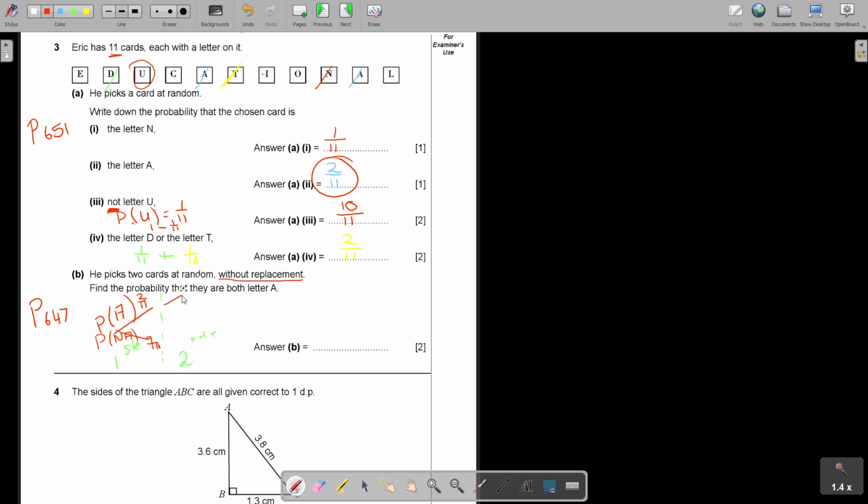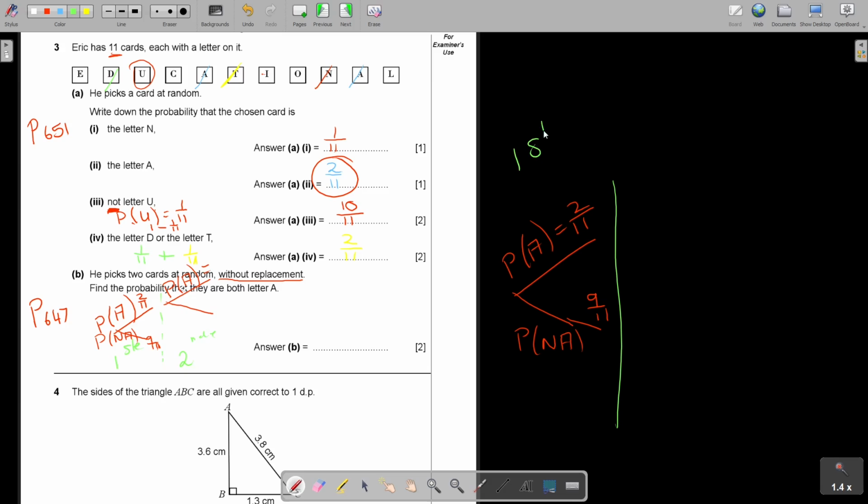Now, the next time, if you say the probability of an A, I should have written it here so you can see it well on the video. The probability of an A was 2 out of 11. If I say the probability of not an A for the first row, then that would have been 9 out of 11. And as I said, this is the first time he's taking out a card.